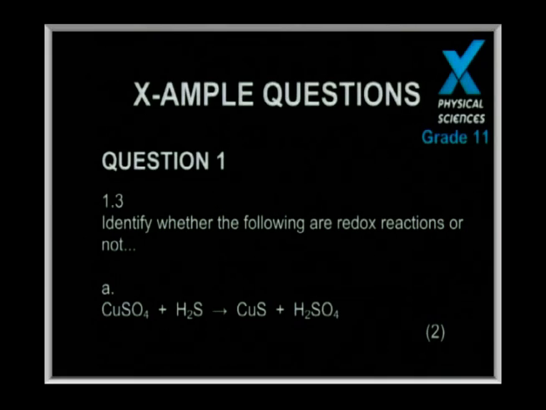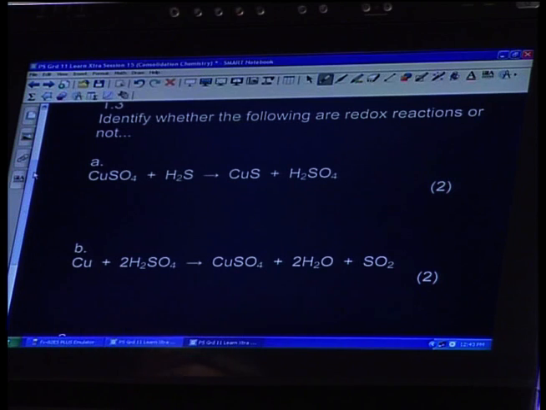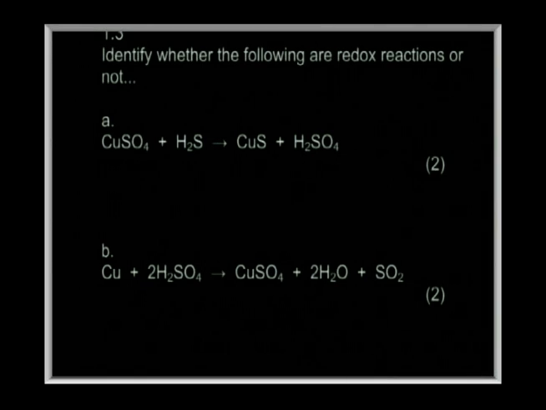The next question asks us to identify whether the following are redox reactions or not. Now what we're going to do is have a look at them, see which ones are redox, and try to identify the other types of reactions as well, just for the fun of it. In reaction A, I have copper sulfate reacting with H2S, hydrogen sulfide, very poisonous, giving me CuS and H2SO4.